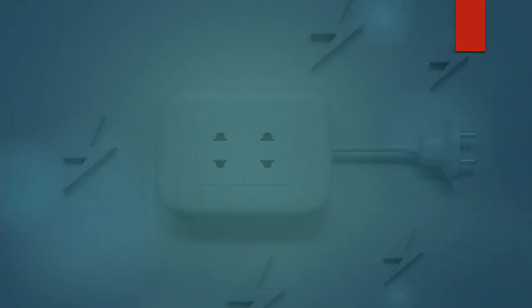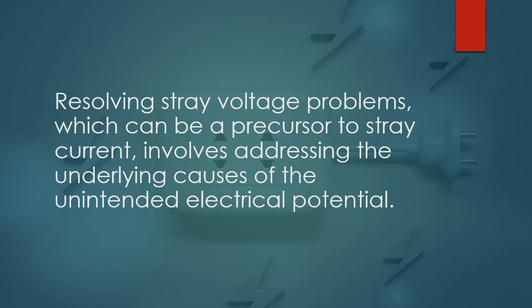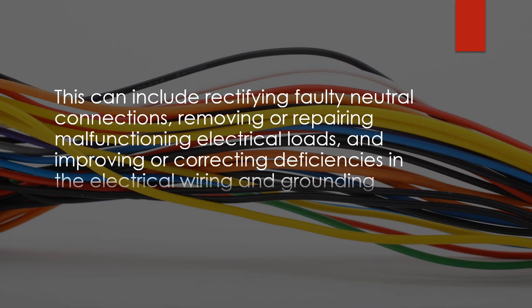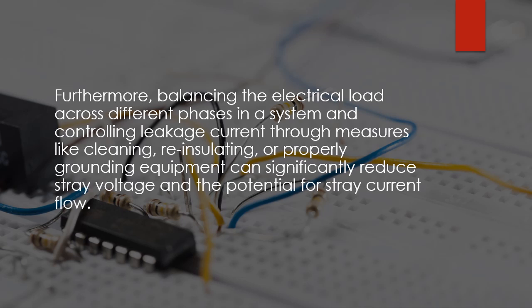Resolving stray voltage problems, which can be a precursor to stray current, involves addressing the underlying causes of the unintended electrical potential. This can include rectifying faulty neutral connections, removing or repairing malfunctioning electrical loads, and improving or correcting deficiencies in the electrical wiring and grounding systems. Furthermore, balancing the electrical load across different phases in a system and controlling leakage current through measures like cleaning, re-insulating, or properly grounding equipment can significantly reduce stray voltage and the potential for stray current flow.